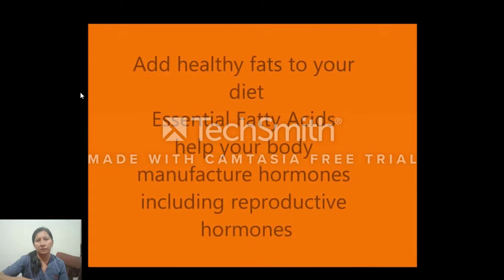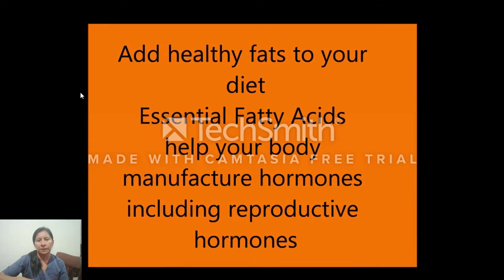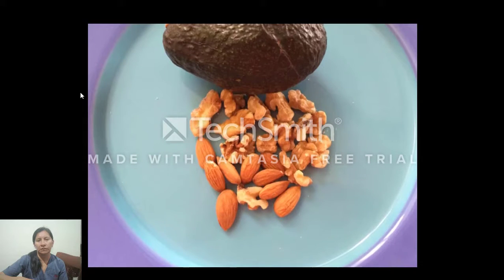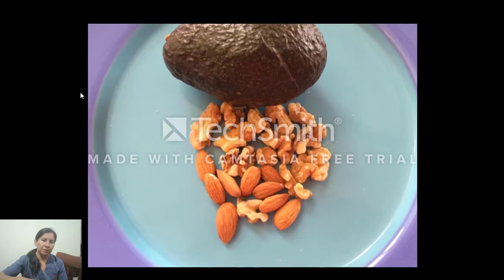The next thing I recommend is to increase the good fats in your diet. This will help you manufacture hormones. Good sources are avocados, almonds, walnuts, and also certain types of fish.